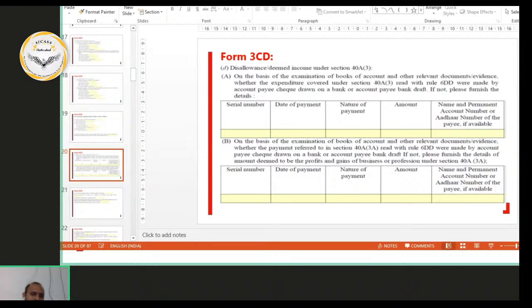Then 40A9: any sum paid by the company as an employer is not allowed under 40A9. It means if the company is contributing to any unapproved welfare funds, then those are to be disallowed and reported here. Particulars of liability of a contingent nature have to be reported here. But just see the heading, what it says.